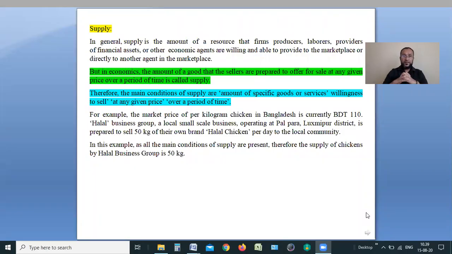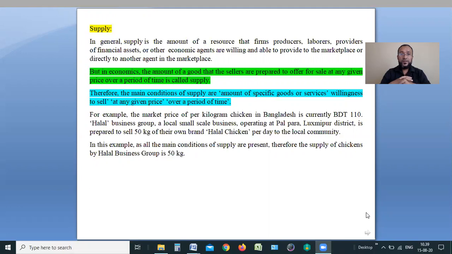In general, supply is the amount of a resource that firms, producers, laborers, providers of financial assets, or other economic agents are willing and able to provide to the marketplace or directly to another agent in the marketplace. So this is the general definition of supply. But in economics, a more specific definition we gave for supply. It means the amount of good that the sellers are prepared to offer for sale at any given price over a period of time is called supply.